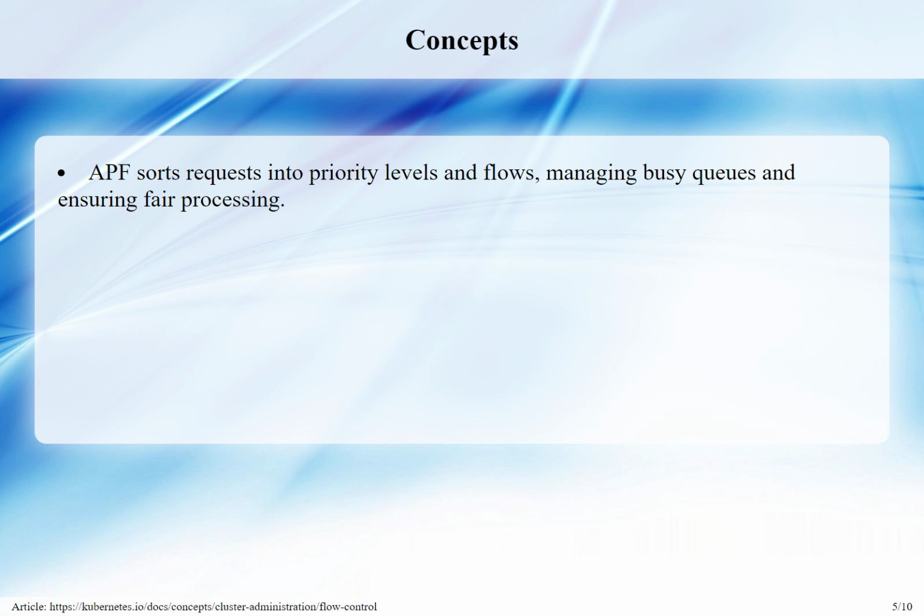This system prevents busy queues from being overwhelmed while ensuring equal request processing opportunities, even when the server is under load. The feature includes several subcomponents, such as flow schemas and priority levels, both critical for efficient API operations.